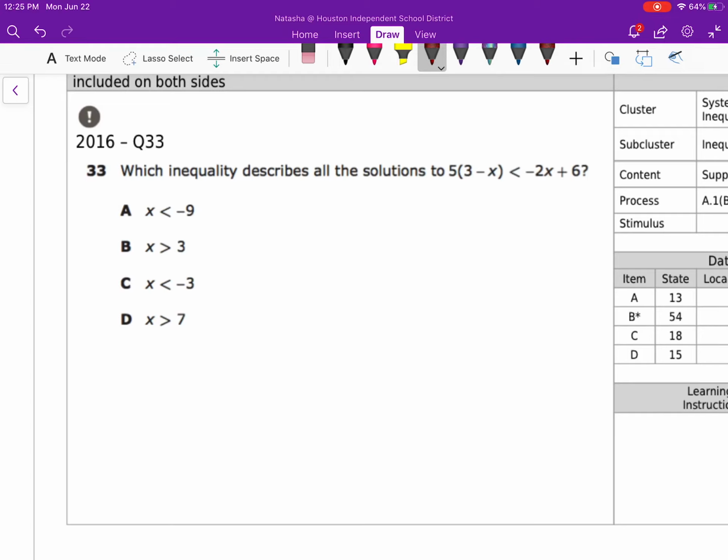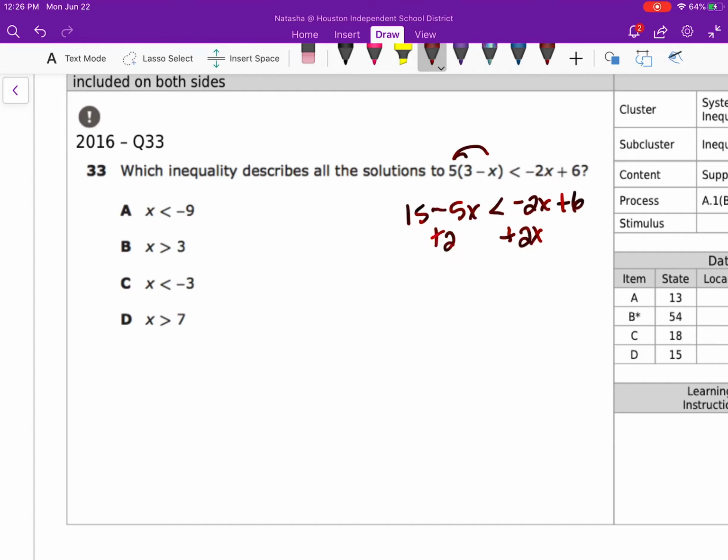Question 33 from 2016. We're going to handle the same way. The only difference being in this one is we need to distribute. So this is going to become 15 minus 5x less than or equal to, or not less than or equal to, just less than negative 2x plus 6. I'm now going to go ahead and move the 2x over to the left side because all of my variables are on the left side in my answer choice.